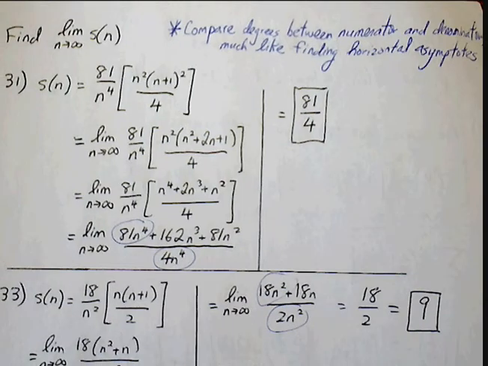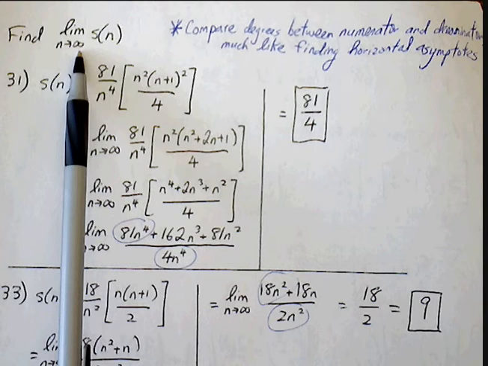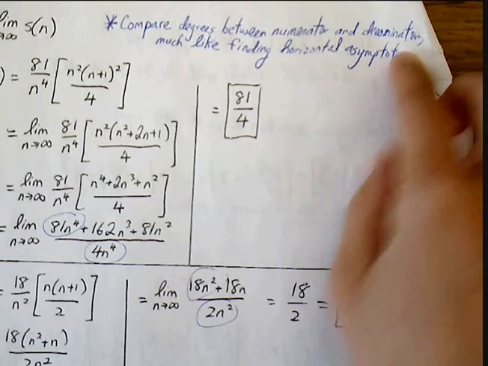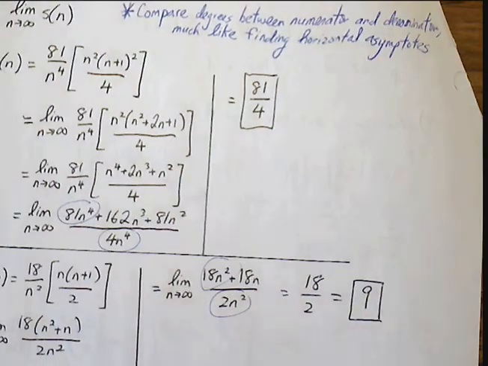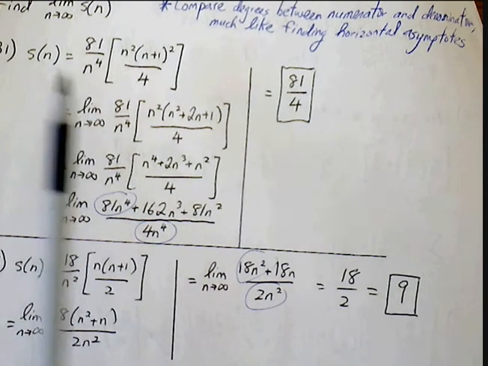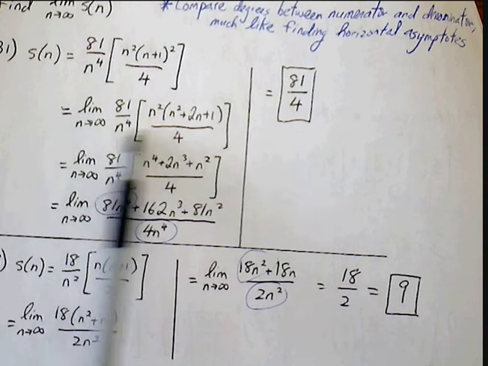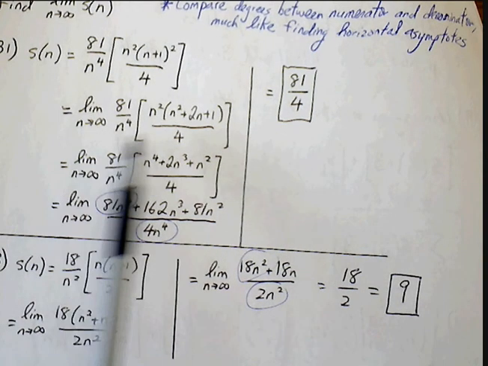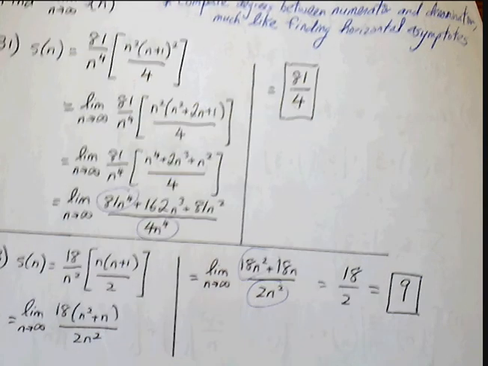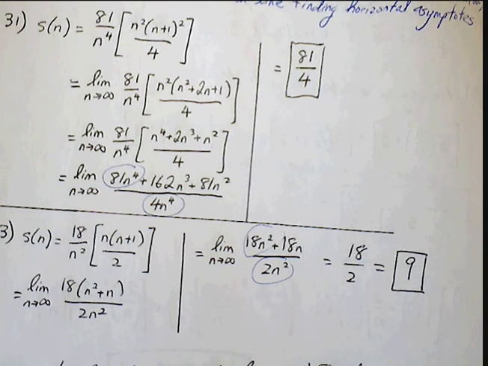All right, let's see if I can do a couple more. Let's look at 31. Okay, find the limit of S of n as n approaches infinity. So think of this as finding a horizontal asymptote. So we want to compare degrees between numerator and denominator, much like finding horizontal asymptotes. Okay, we're given S of n. I'm going to distribute everything through, and that will allow us to split them up into individual terms, and then we can evaluate the limit a lot easier, because then we can compare the degrees between the numerator and denominator.